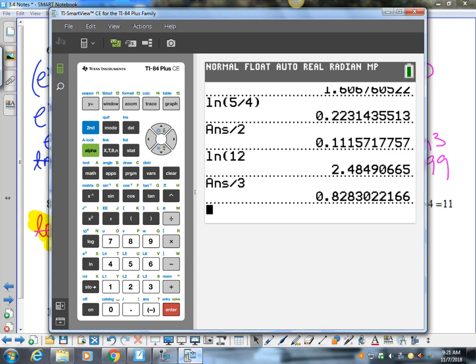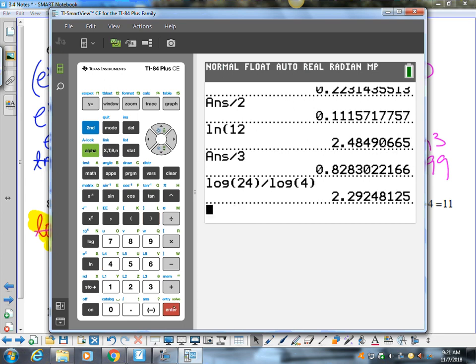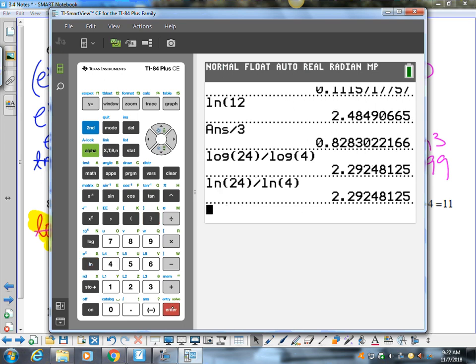So I'm going to do log, what is it, 24? Close your parentheses, divided by log, where's your base? 4. You could have LN'd it. It's the same base. It's the same ratio. They aren't the same, but this is log base 10, and this is log base 10. This is log base E, and he's log base E. It's the same ratio. So 2.292.